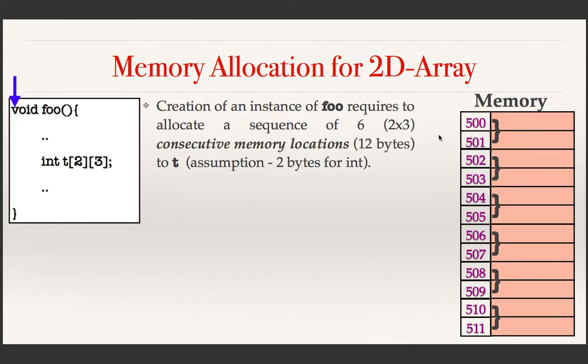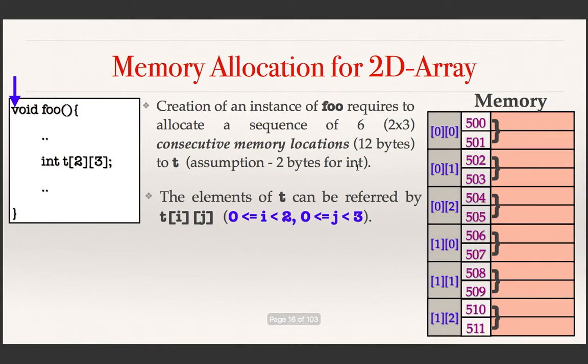Each element is assumed to be stored in 2 consecutive bytes. So the total number of bytes is 12, with this assumption that 2 bytes are required for an integer. And the elements can be accessed by using the row index and column index. So for the first element, the row index is 0, column index is 0, and it goes like that. You can see how the indices vary.